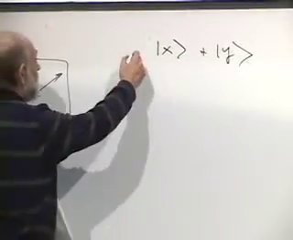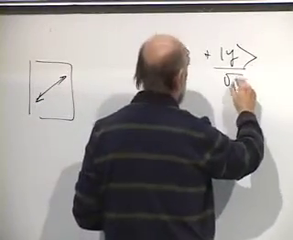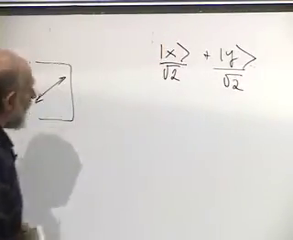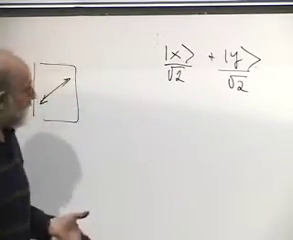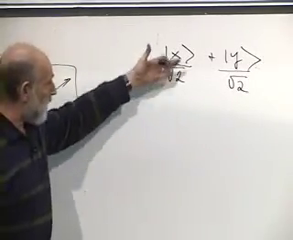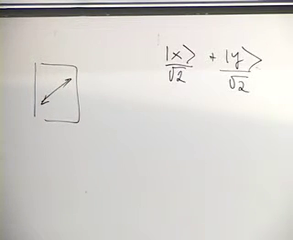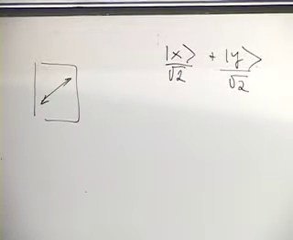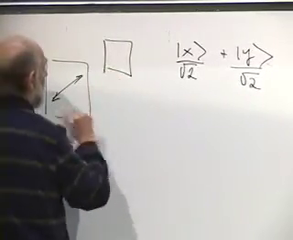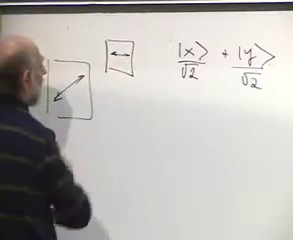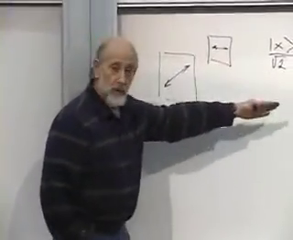So we throw 1 over square root of 2 in front of it. Now it's normalized. The sums of the squares of the coefficients add up to 1. 1 over square root of 2 squared plus 1 over square root of 2 squared is 1. This vector, whatever it is, has equal probability that when we send it through the next polarizer, which happens to be oriented along the x-axis, it has probability 1/2 going through.